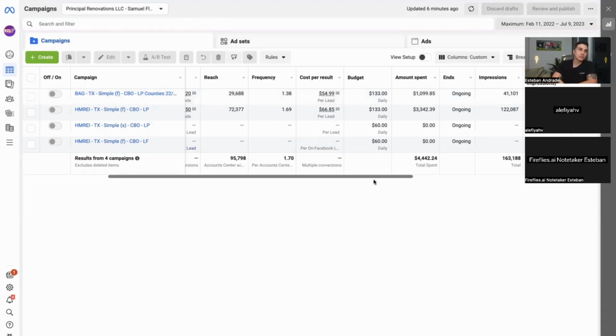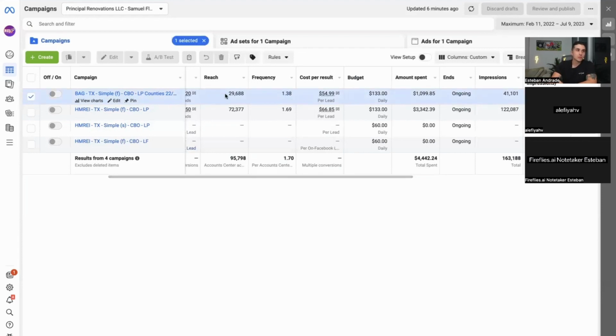And ultimately, it also gives us frequency. As you can see, frequency is 1.38. So if you multiply frequency times 29,688, it is going to equal 41,000 impressions. And you can do that in your calculator. The same thing for this one.